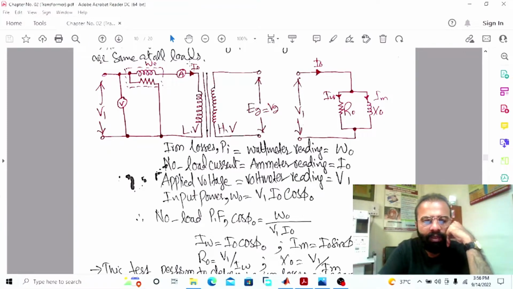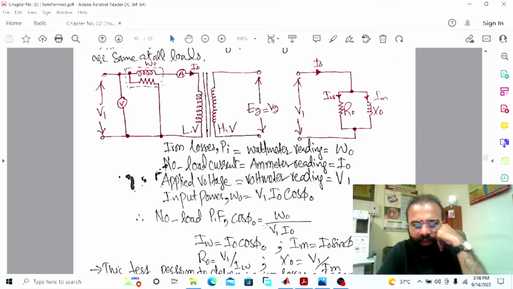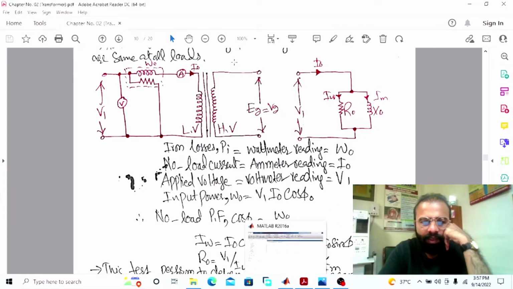So, input power. The formula for calculating the power in the AC circuit is V I cos phi. Here V1 is the applied voltage, I naught is the no load current, and cos phi naught is the power factor. How can you calculate the no load power factor? The no load power factor will be calculated with the help of this formula: cos phi naught is equal to W naught, which is the iron losses, divided by V1 times I naught. So let's do the simulation on the MATLAB software.